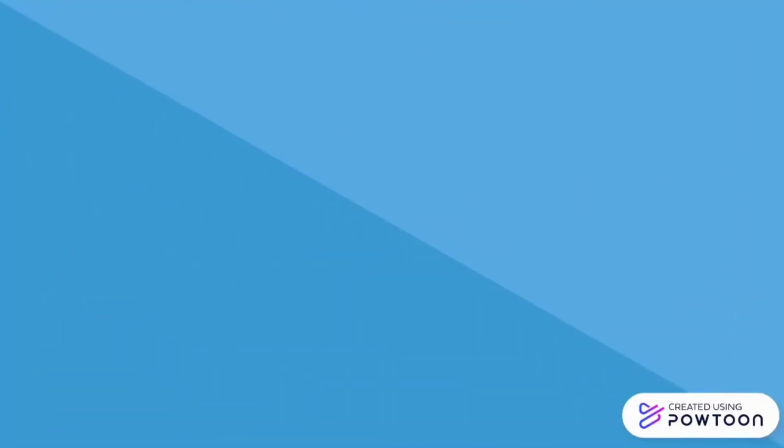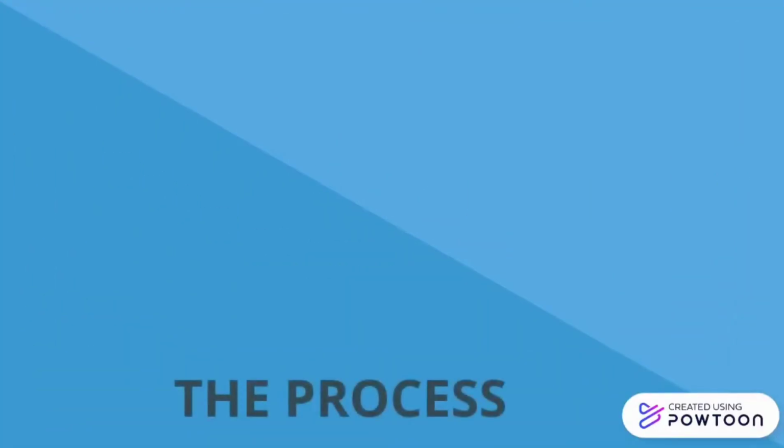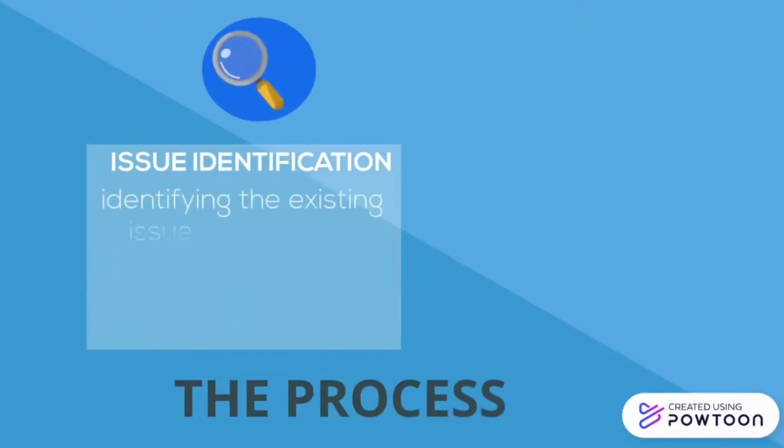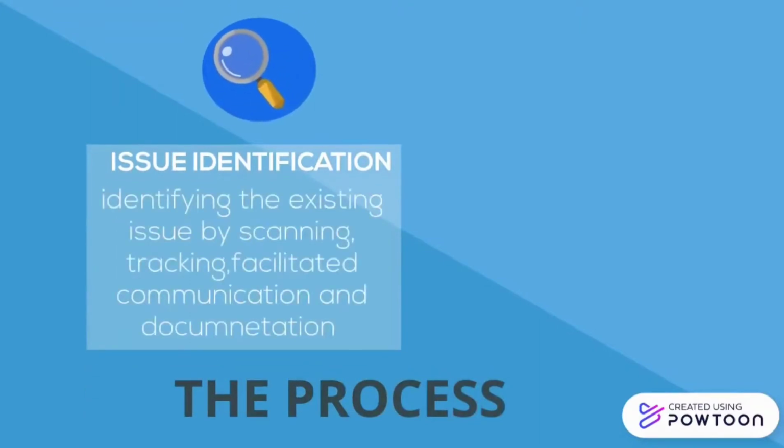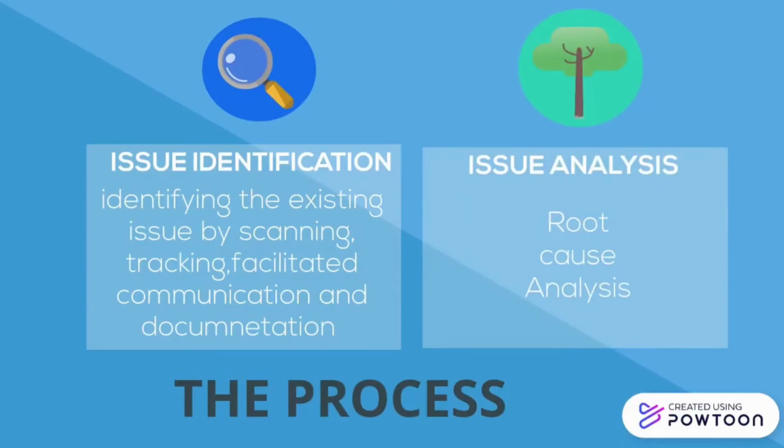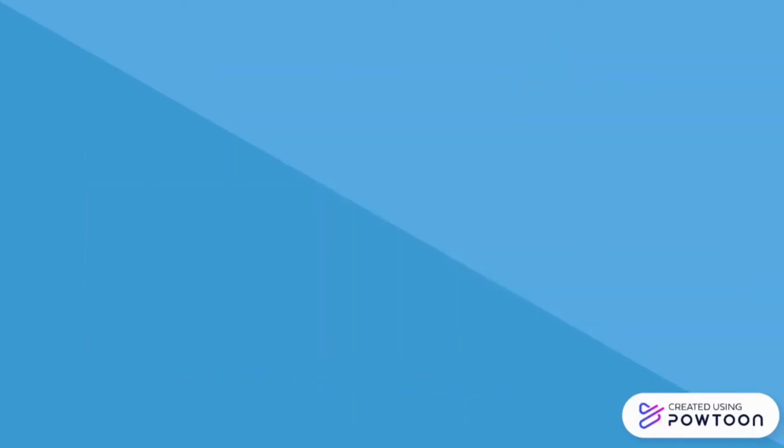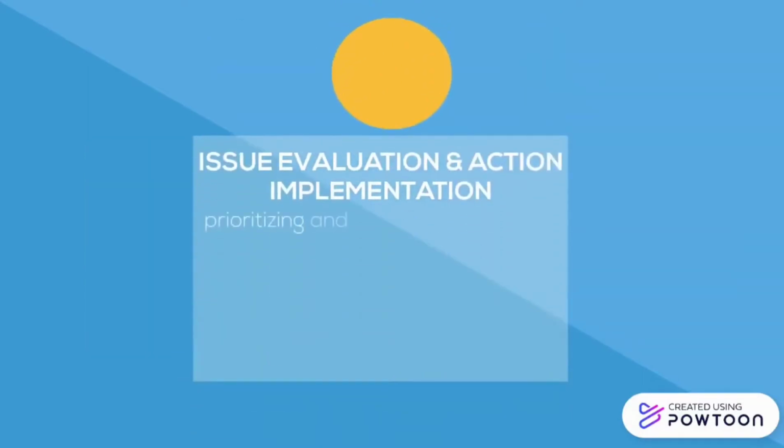To understand this management is to understand the process. It starts with identifying the existing issue by scanning and tracking. Afterwards, it must be communicated through the organization and it must be documented. The next is to analyze the issue by using the method called RCA, or the root cause analysis. Third is the issue evaluation and action implementation.